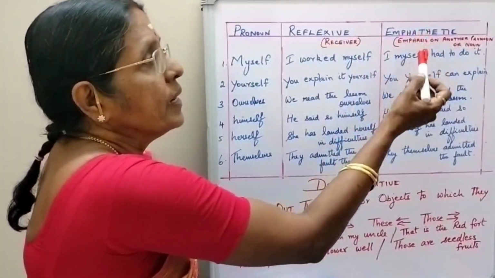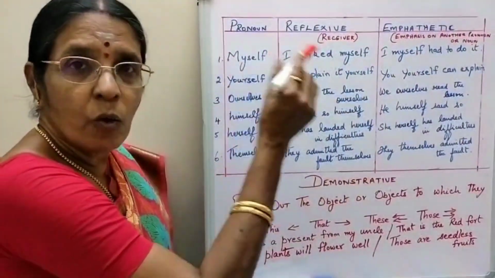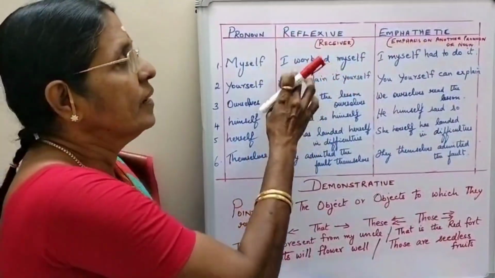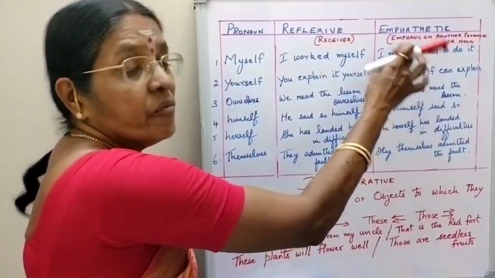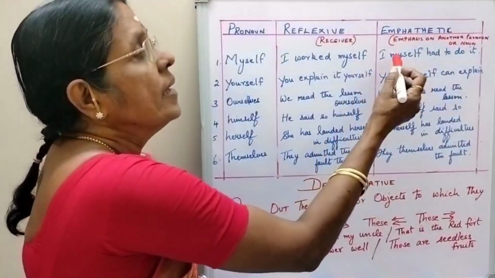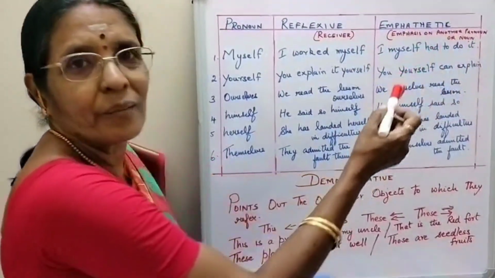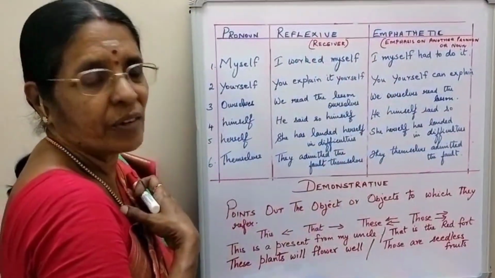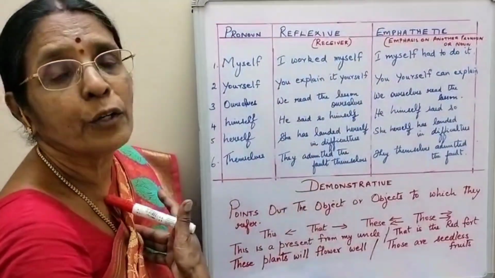Then when does it become emphatic pronoun? Emphatic over here means emphasizing more on the subject. Here it is a receiver. Here it emphasizes more on the subject. I myself had to do it. I think you'll understand the difference between both. I worked myself, right? I myself had to do it, right?